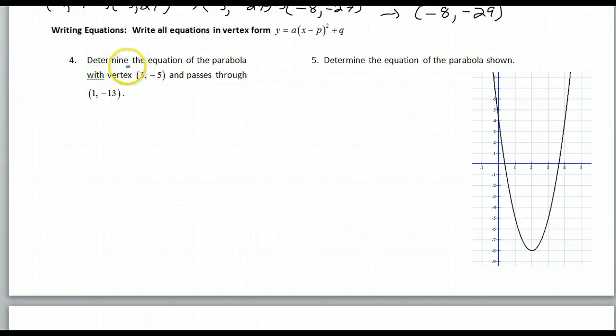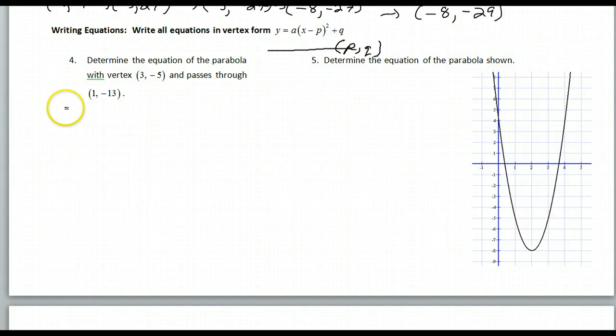Writing all equations in vertex form. The form y equals a(x minus p) quantity squared plus q is called vertex form since the vertex is at (p, q). This tells us left or right, and this tells us up or down, which will move that vertex from (0, 0) to the point (p, q). Stretches and reflections will have no effect on the initial vertex at (0, 0).